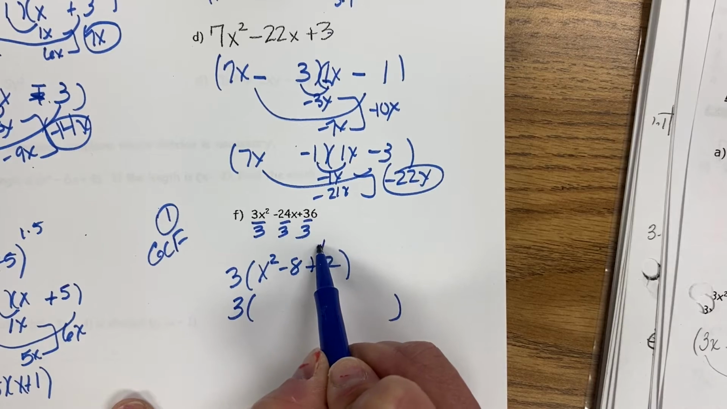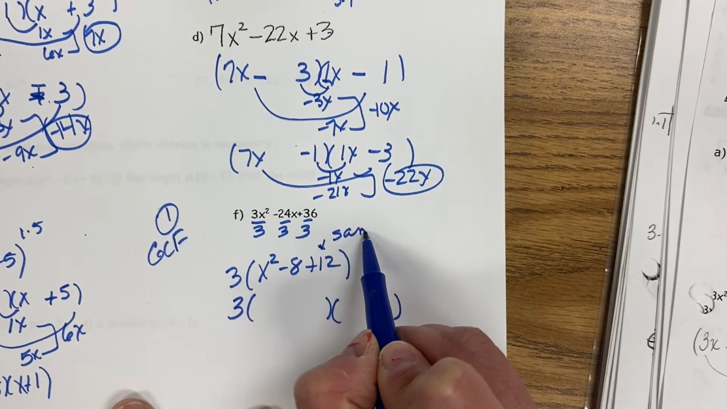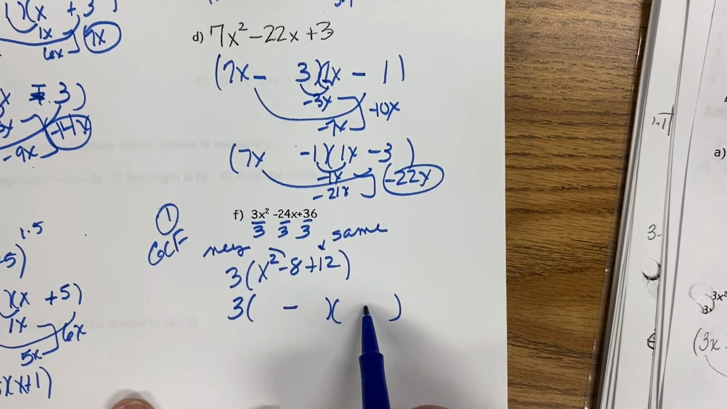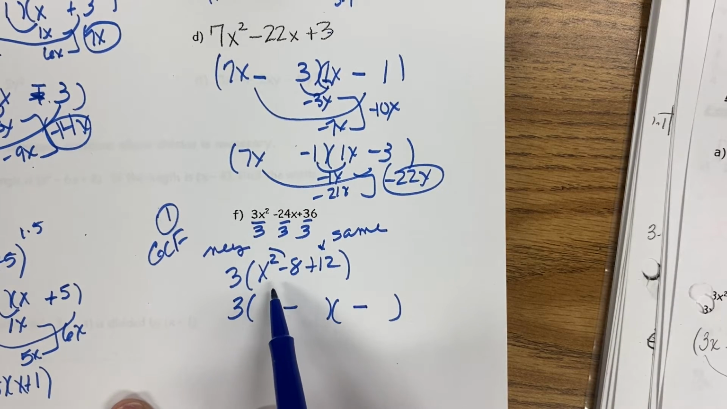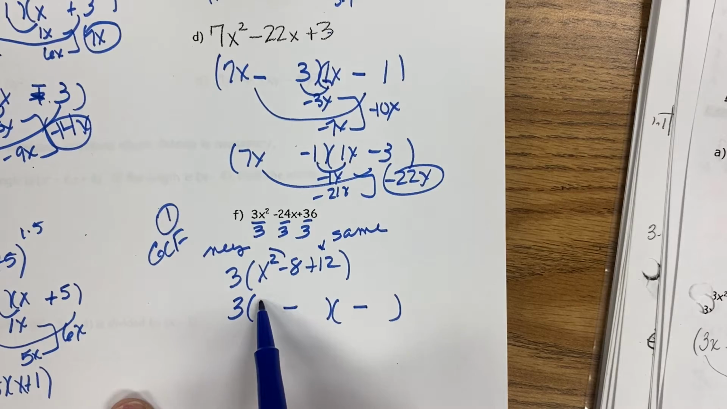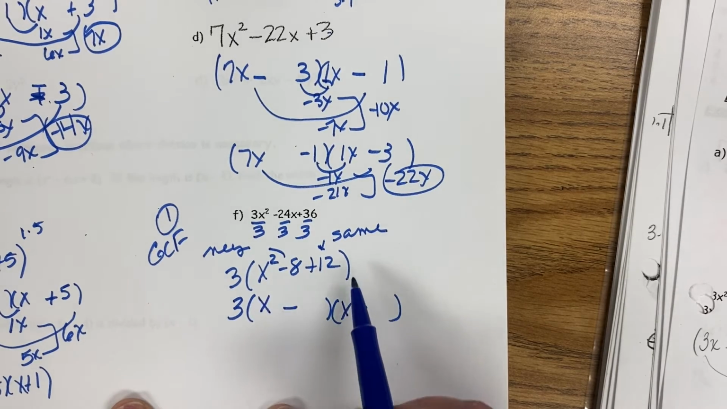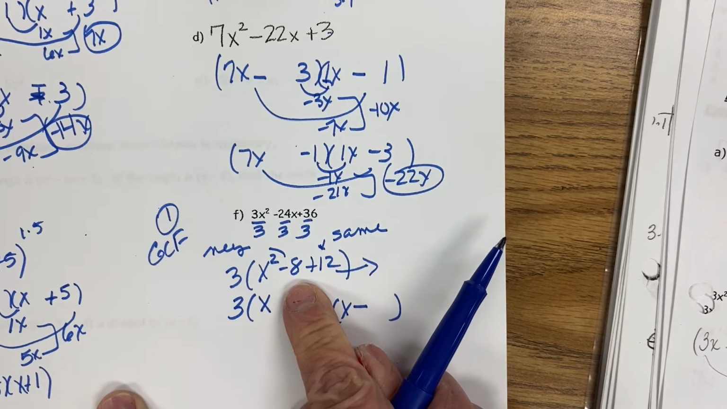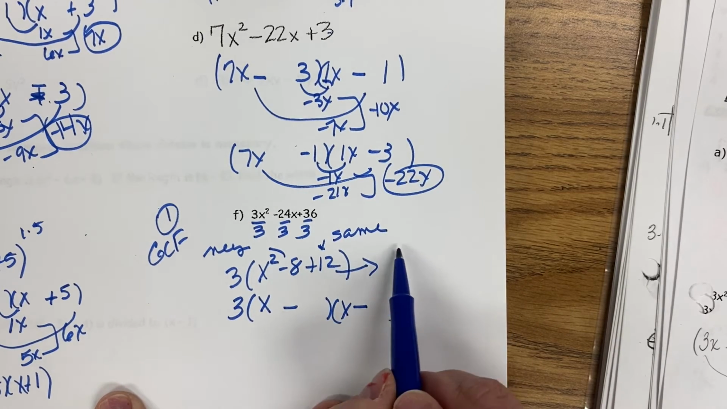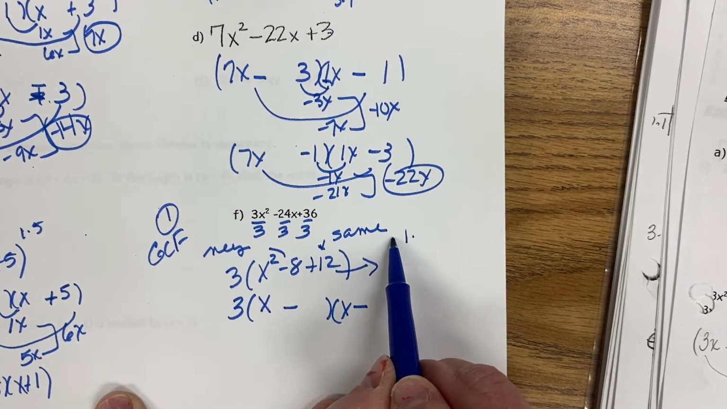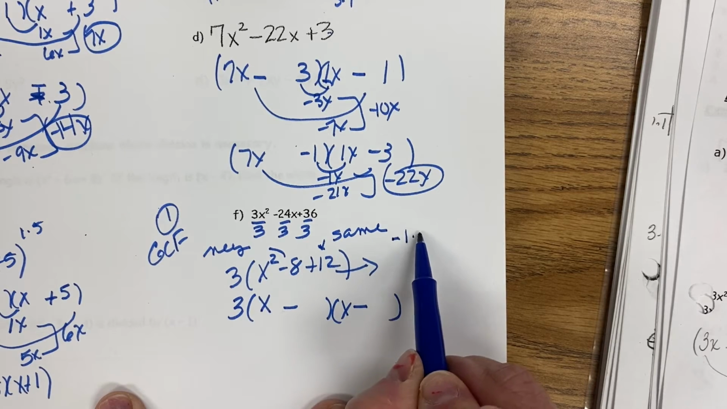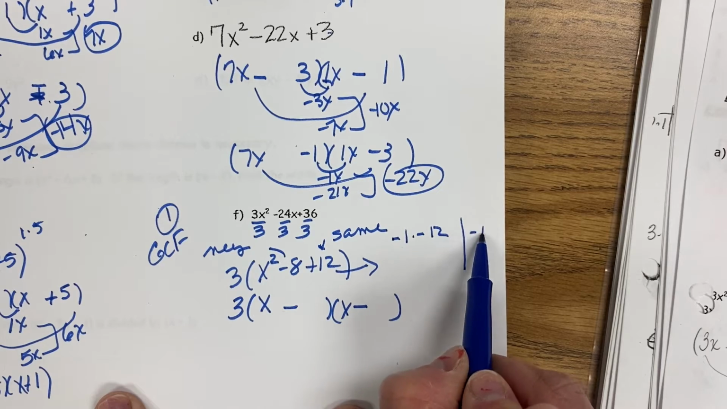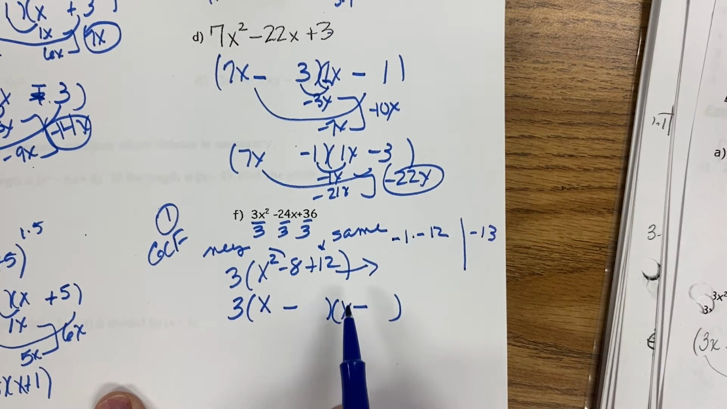This tells me that my signs are the same, and they're both going to be negative. Looking for two numbers I multiply together that will give me x squared, so that's x and x. And then I'm looking for factors of 12 that will add up to a negative 8. And so I can have a negative 1, negative 12. When I add those up, they're going to give me a negative 13.